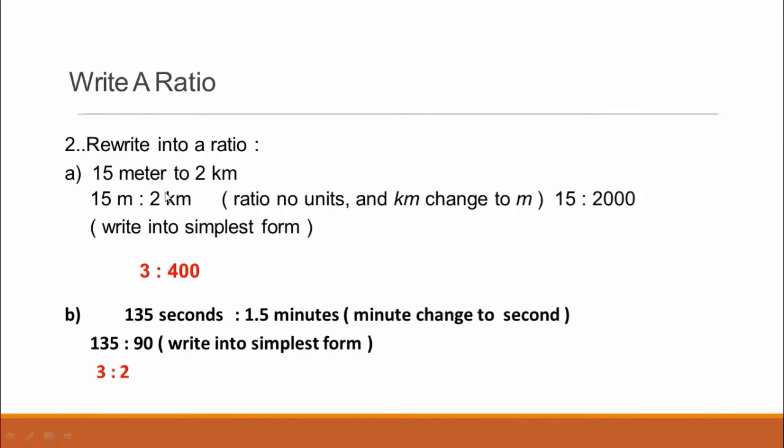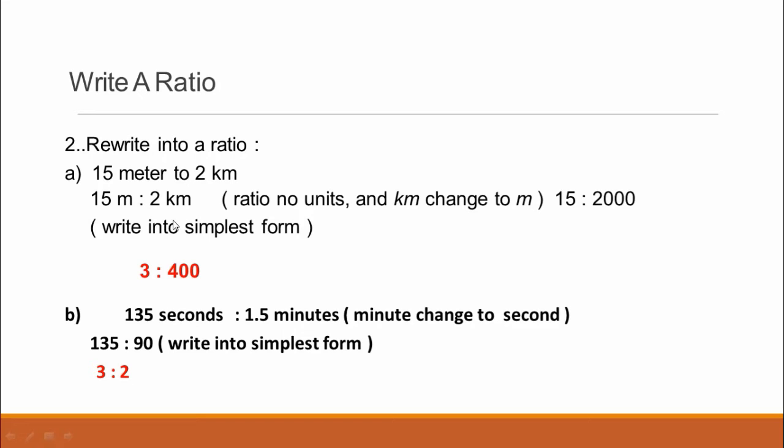The second rule, which I have already told you in the previous slide, is that the units of the two quantities must be the same when we present the quantities by ratio. For example, in this question, one quantity is 15 meters and the other quantity is in kilometers. So 15 meters ratio to kilometers. This is a very important rule. Since a ratio has no unit, the units of both quantities will be the same.